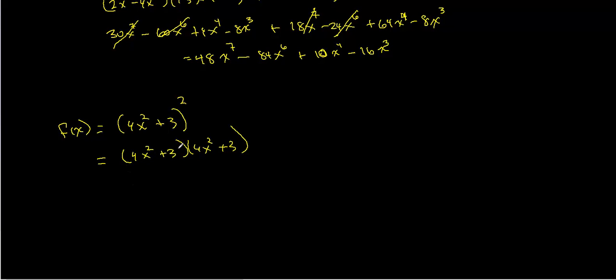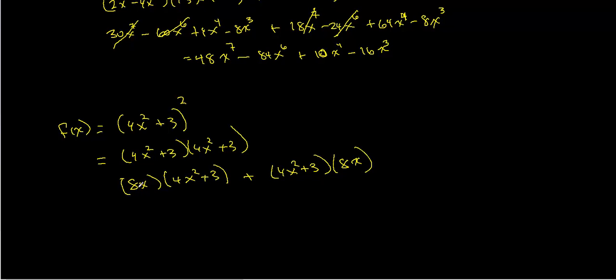So again, we take the derivative of the first or the second. It doesn't matter since these are both the same. So I'm going to take the derivative of the first, which is going to be 8x, and then multiply that by the second function. And then again, I'm going to take the derivative of the second, which is the same exact thing as before. So this will give us 4x squared plus 3 times 8x.